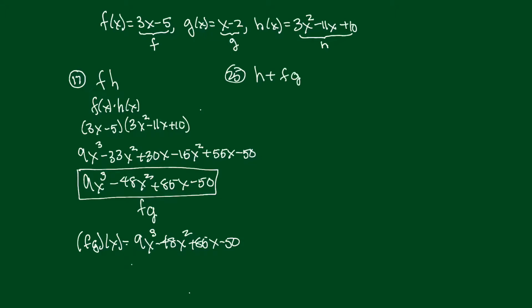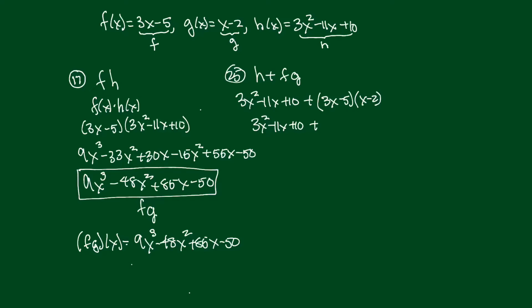All right, so let's take the h function, which is 3x squared minus 11x plus 10, and we're going to add the product of the f and g functions, 3x minus 5 times x minus 2. All right, let's rewrite everything. 3x squared minus 11x plus 10 plus, now multiply through here. We're just going to multiply everything in here to everything in here.